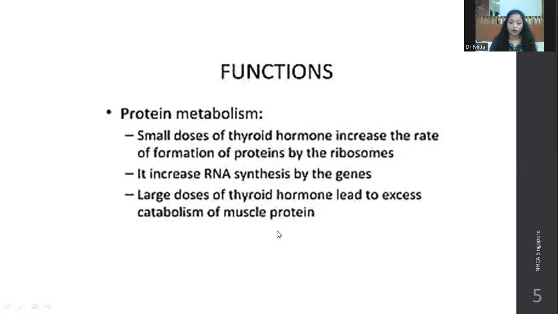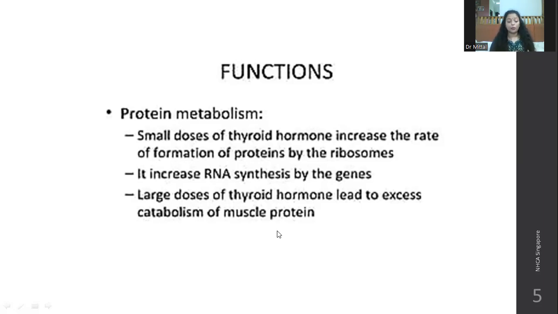Large doses of thyroid hormone will lead to excess catabolism of muscle protein. This is why weight loss will take place in hyperthyroidism. Catabolism, as I have explained earlier as well, is when your body goes into the state of scavenging its own protein, carbohydrate, and lipid requirements from your own body, not from the diet, because you may be starving, you are not eating adequately, you are in the state of fever, infection.